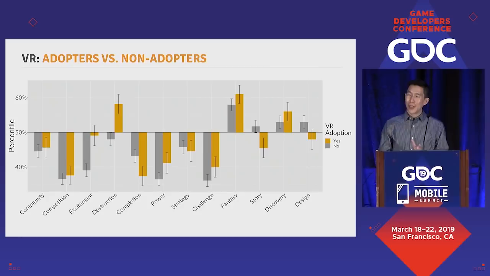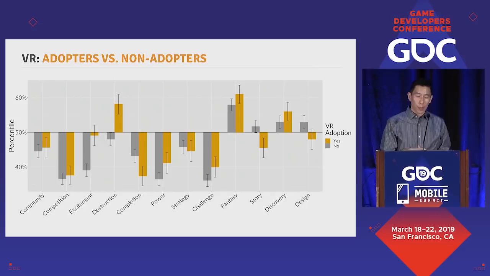I have a story to tell about fantasy and the adoption of VR. We ran a survey alongside the gamer motivation profile on VR adoption and satisfaction. We had about 2,400 responses to that survey over a period of the past 12 months, of which 31% were adopters of current gen high-end VR, so one of either Oculus, Samsung VR, Samsung Gear, PSVR, or HTC Vive. So the gray bars are gamers who haven't adopted VR. The orange bars are the gamers who have.